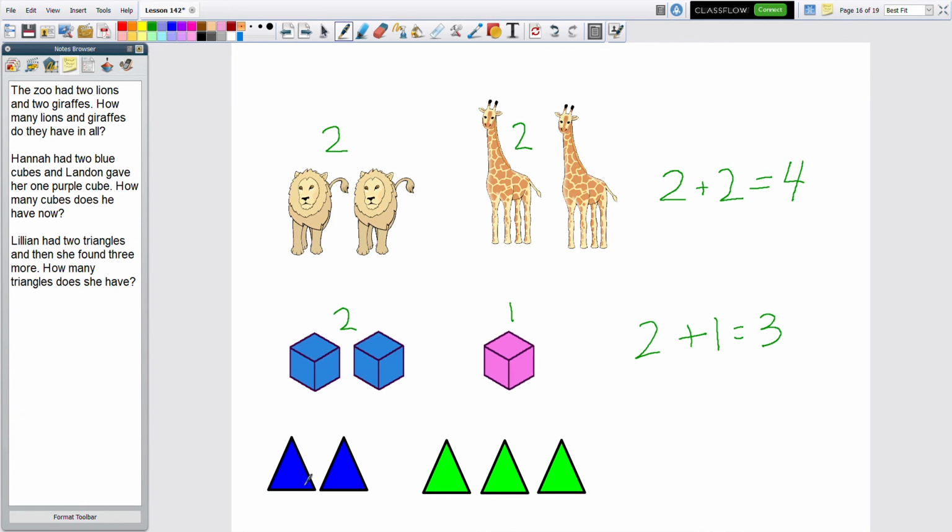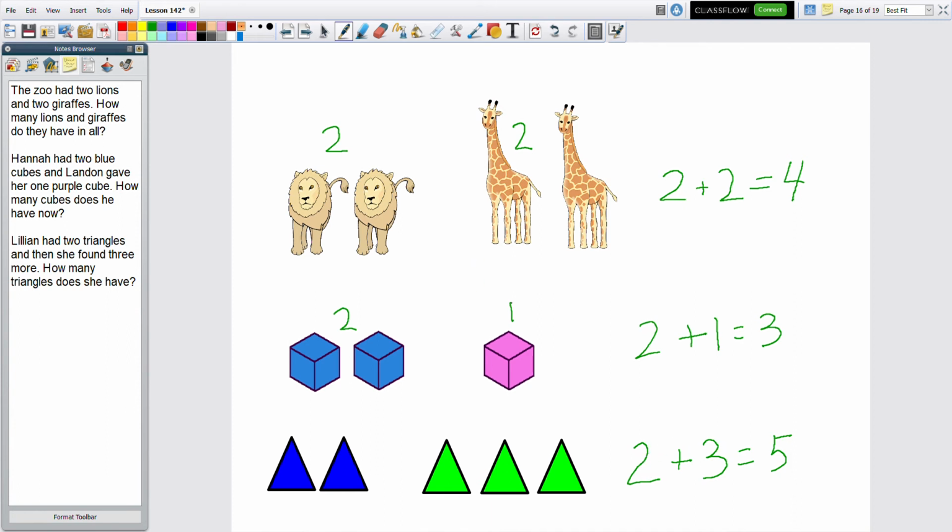Lillian had 2 triangles, and then she found 3 more. Now, how many triangles does she have? Well, let's write that down. How many did she have first? 2. And then she found how many more? 3 more. And that equals 5. That's right. 2 plus 3 equals 5.